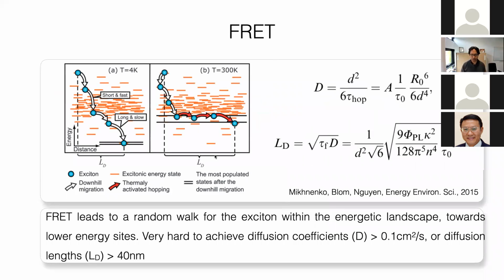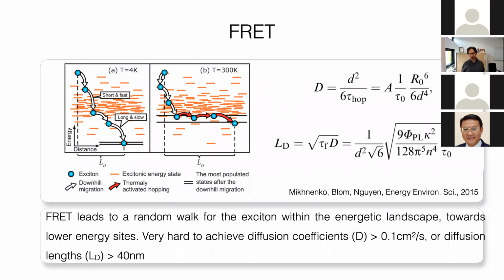And what happens, of course, in this model is that we then move in time. As I said, we move from one site to another, always downhill in energy, but in a random walk. And you can then work out a diffusion constant, again, from this rather simple physics of the system. And you can also work out the diffusion length for your excitons. And you can put in various parameters, and various things have been measured over the years. But essentially, the long story short is that it is very, very hard to achieve diffusion constants greater than 0.1 using FRET, or diffusion lengths above 40 nanometers.